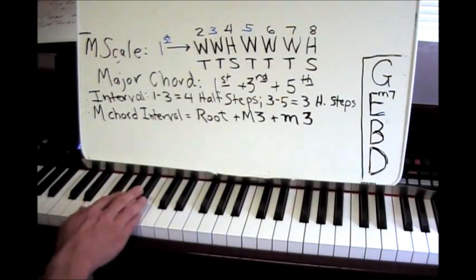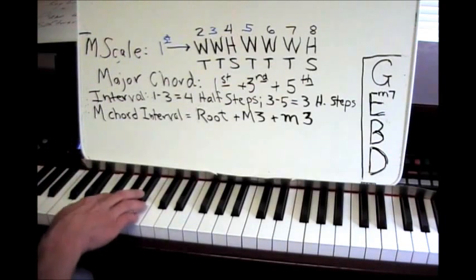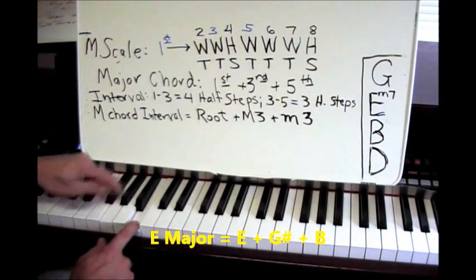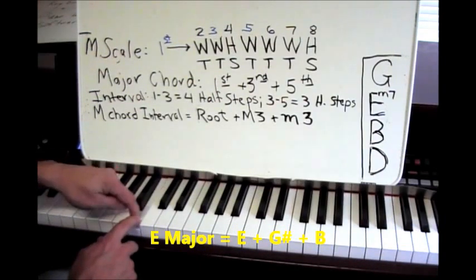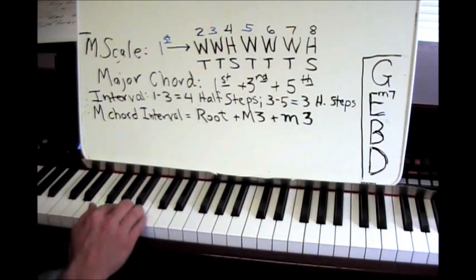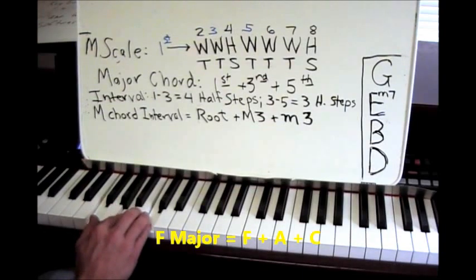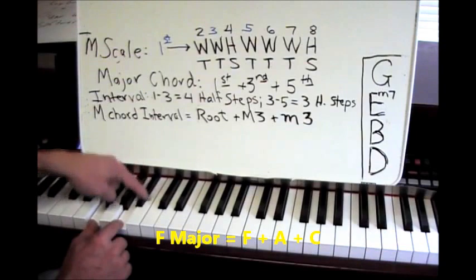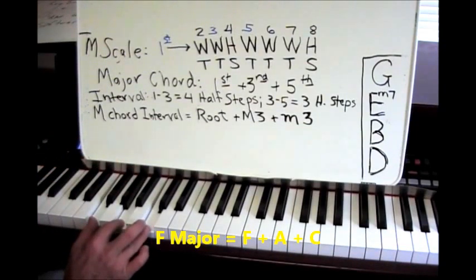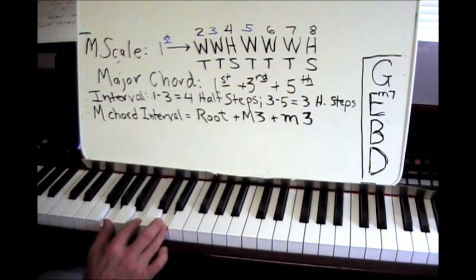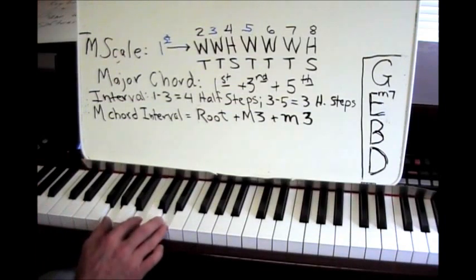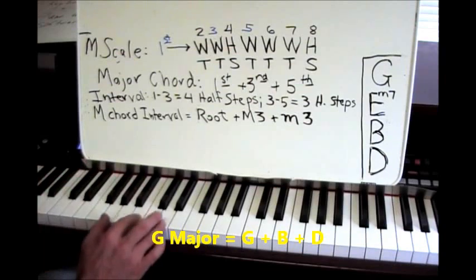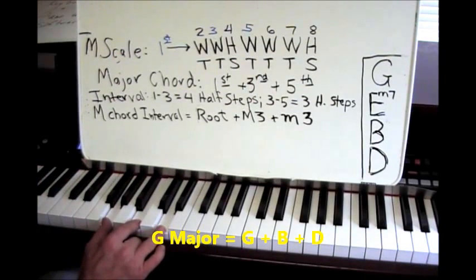So if you wanted to go to E, it would be E, G sharp, and B, because there's 1, 2, 3, 4, and then 1, 2, 3. F would be F, A, and C, because starting on F, there's 1, 2, 3, 4, and then 1, 2, 3. And if we went to G, it would be G, B, and D. Same thing, 1, 2, 3, 4, and then 1, 2, 3. So that's a G major chord.